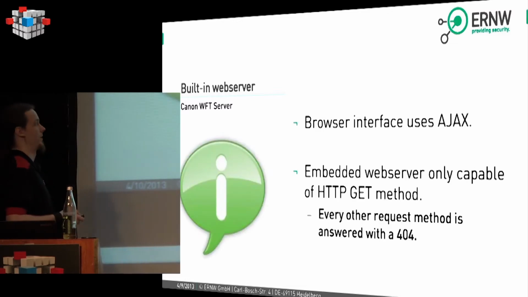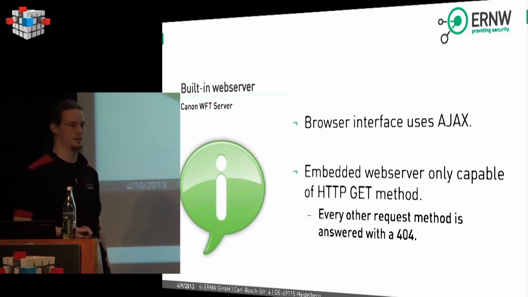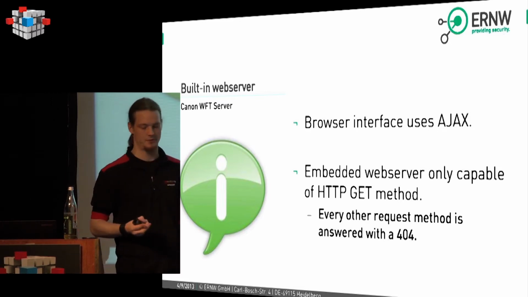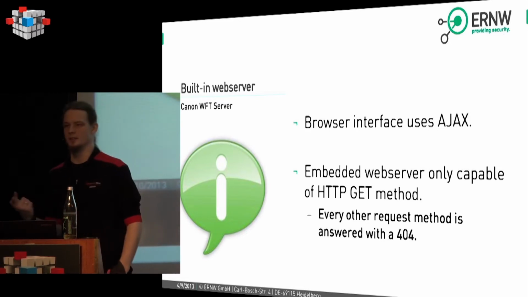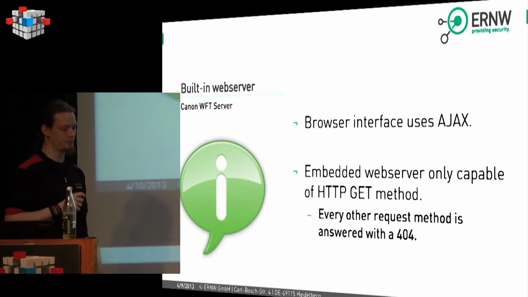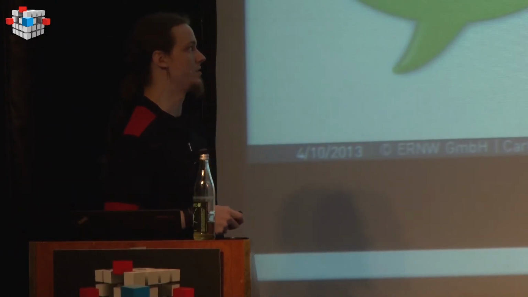It uses a browser interface with a lot of AJAX in the background. So again, HTTP and XML. So the HTTP protocol and an XML parser need to be built in the camera. They are reused all the time. But the embedded web server is only capable of the HTTP GET method. All the other methods are not implemented, not even a HEAD or something like this. So it's just a very small, very stupid web server.